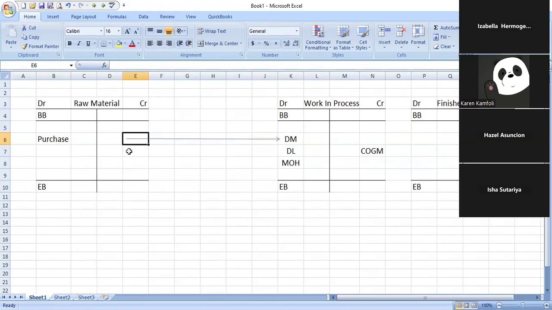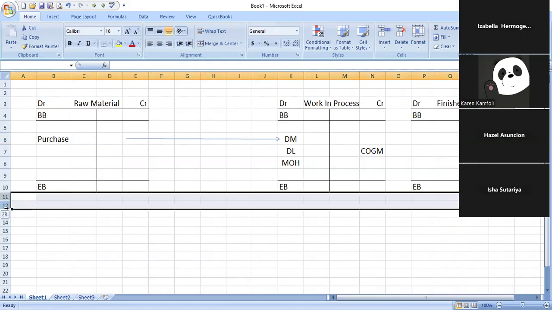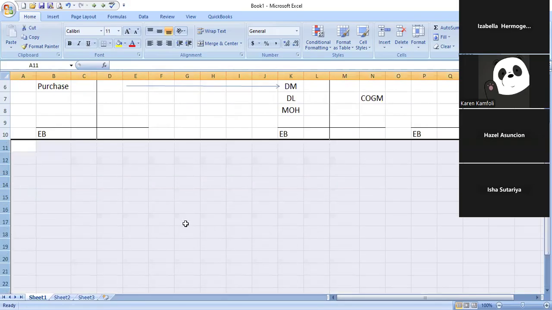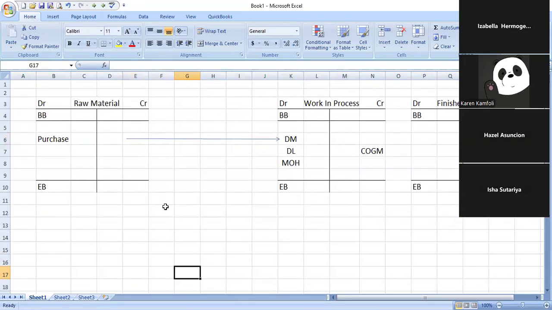Are we going to have some indirect material? Are we going to use a little bit of oil? Are we going to use a little bit of vanilla? What do you think? Yes or no? Yes, of course. We have to use those, because otherwise the cake's not going to be good. So that will be our indirect material.